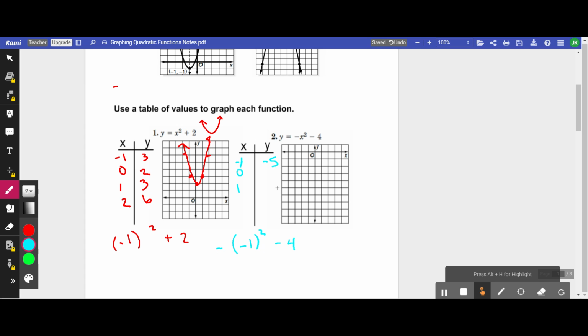And then you can sub the 0 next. So 0 squared is 0. And then make it negative, so it'll just stay as 0. And then 0 minus 4 would be negative 4 there.